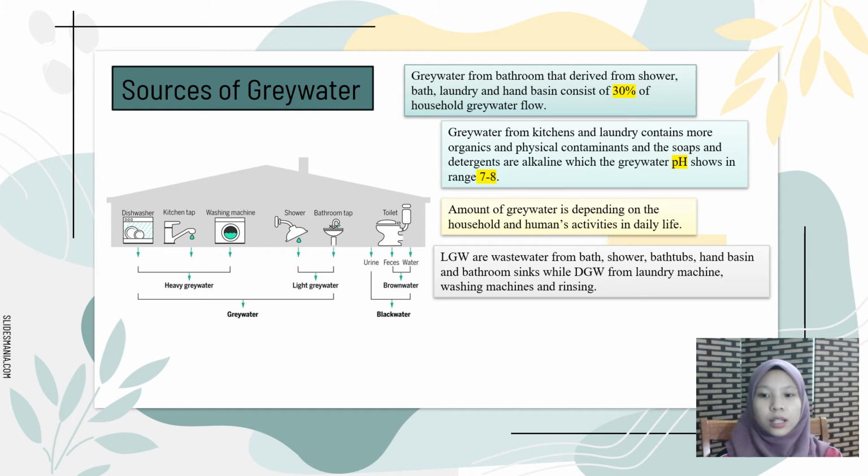Amount of greywater is depending on the household and humans' activities in daily life. Light greywater are wastewater from bath, shower, bathtub, hand basin, and bathroom sinks, while dark greywater from laundry machine, washing machines, and rinsing.